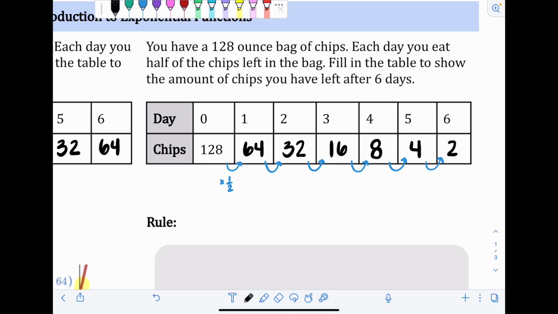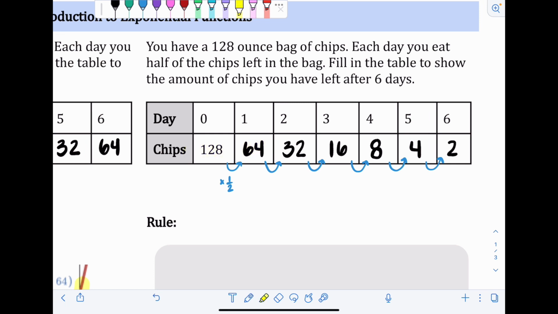So each day you're not eating half of the original bag, you're eating half of what is left. So on day 1, you eat 64 ounces. On day 2, if you only eat half of the remaining, that's only 32 ounces. On day 3, if you only eat half of the new remaining, that's 16, and so on. So you can see each day it's decreasing by half, or you're dividing each number by 2 to get to the next number.